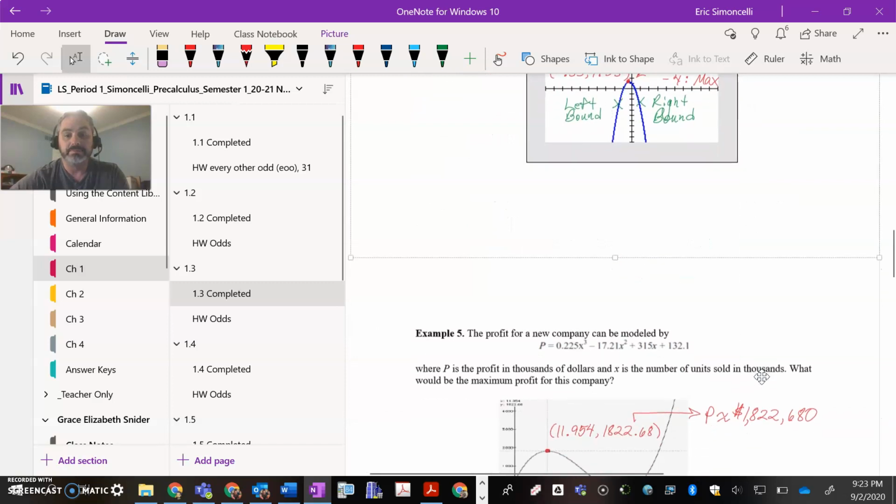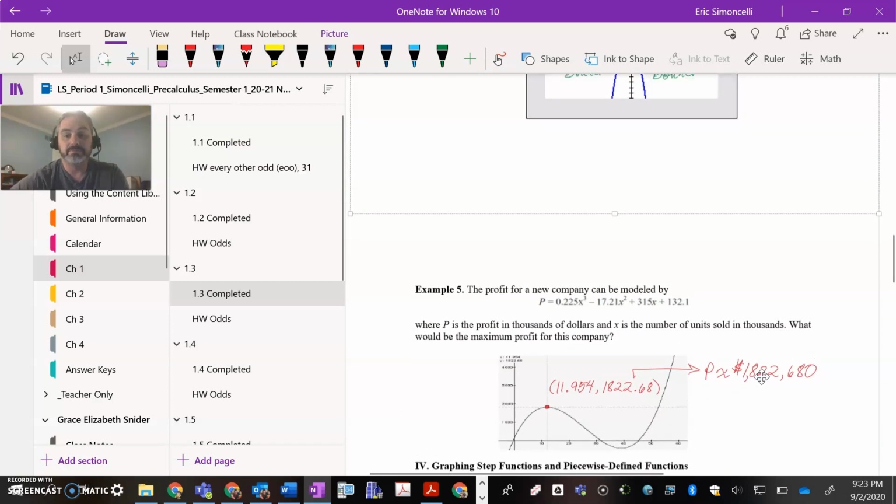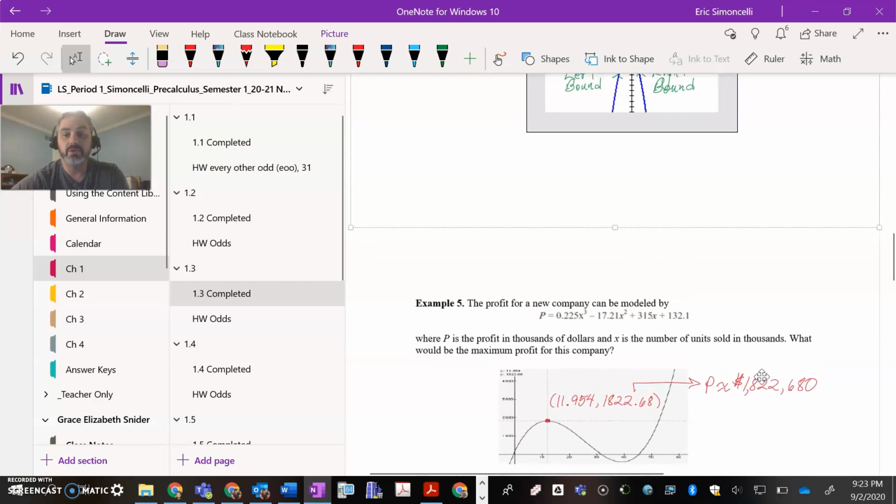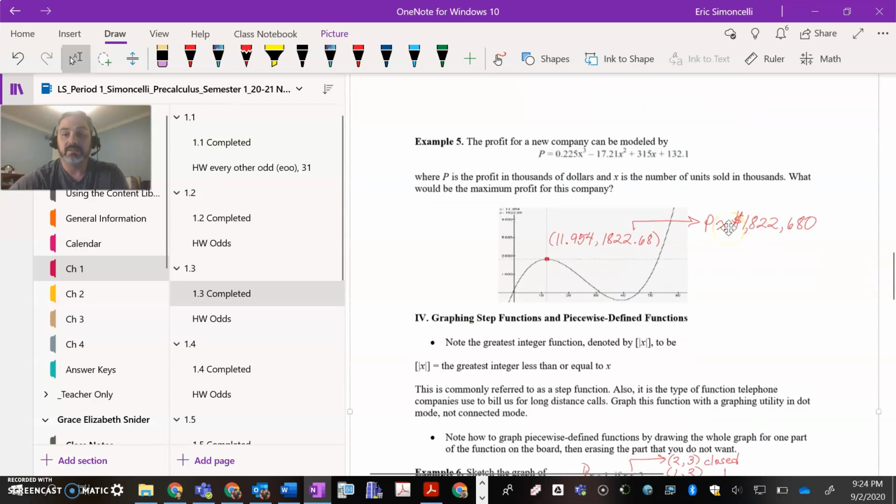Let's move on. Example 5. The profit for a new company can be modeled by the following. So we've got P equals 0.225x cubed minus 17.21x squared plus 315x plus 132.1, where P is the profit in thousands of dollars and x is the number of units sold in thousands. What would be the maximum profit for this company?